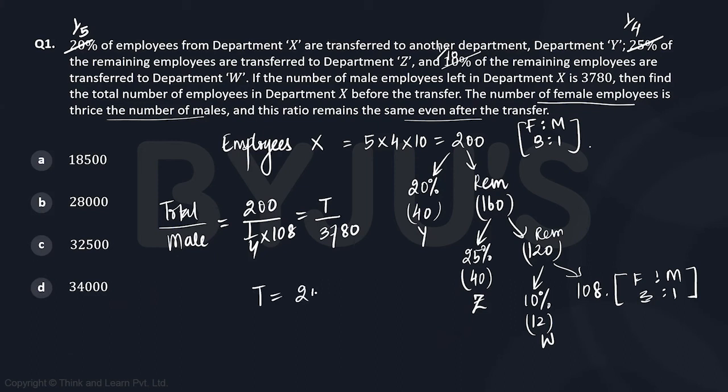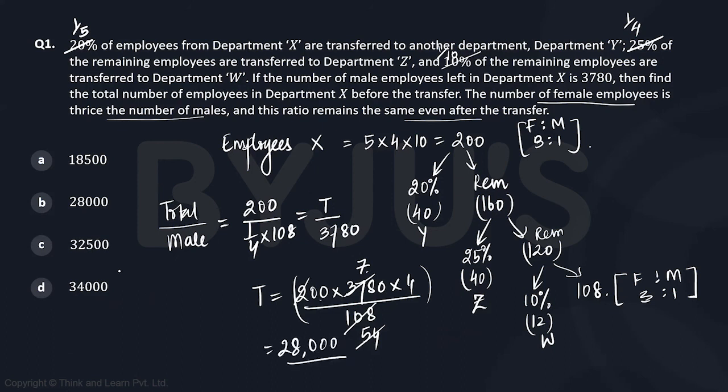So which is going to be 200 into 3780 into 4 whole divided by 108. So 1, 2 will go, and this one will become 54. And 54 into 7 is 378. So 7 into 4 is 28 followed by 3 zeros. So it becomes 28 followed by 3 zeros. So the answer is going to be B option.